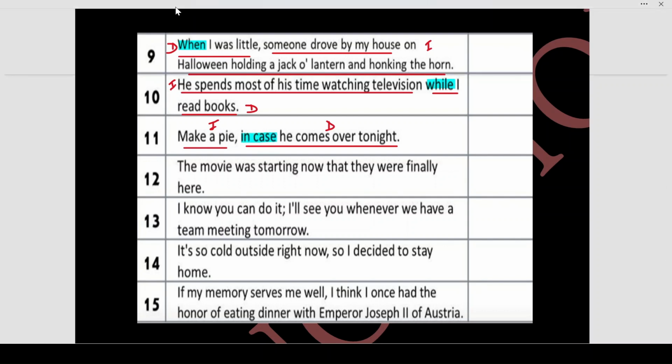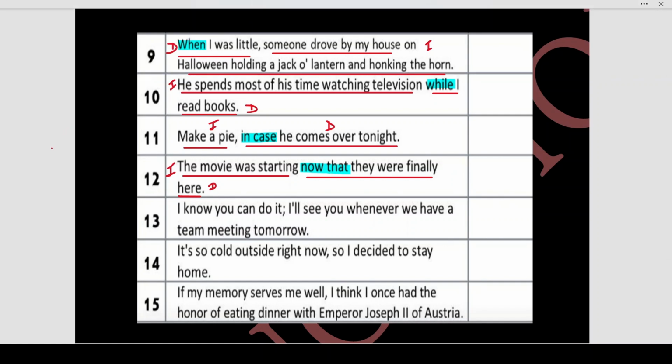Okay. Now, the 12th one. The movie was starting now that they were finally here. "The movie was starting." It makes sense. Independent clause. Okay. Now, "now that they were finally here" is a dependent clause. It has to depend on another sentence. It has to be joined to another sentence in order to make proper sense. So that part which associates this dependent clause to the independent clause is "now that".